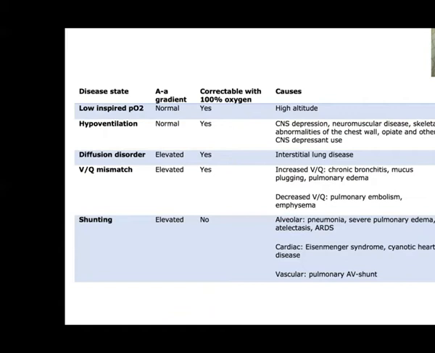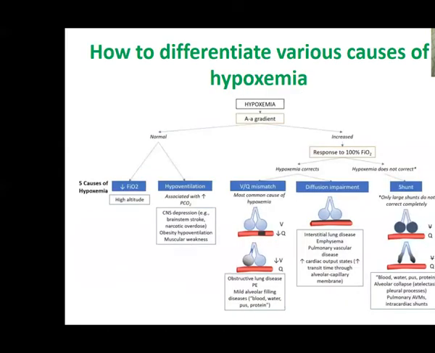So these are the examples and how we try to differentiate between these different things. By giving them oxygen, you will know which type it is. I think it is much clearer in this diagram how to differentiate various causes of hypoxemia. So let's say one of the causes which I told you is low oxygen in the atmosphere, high altitudes. Here the AA gradient will be normal because there is no defect in the ventilation or perfusion, so the AA gradient will be normal.